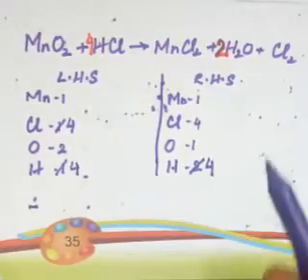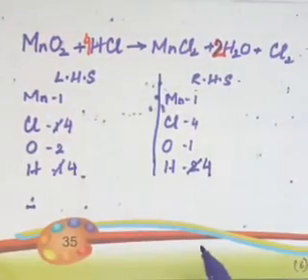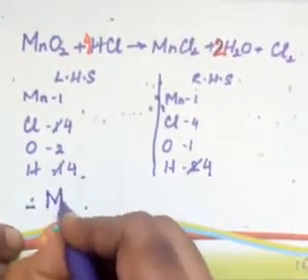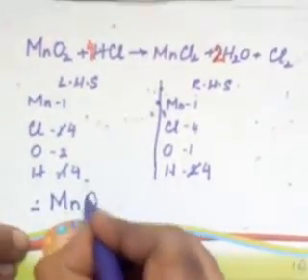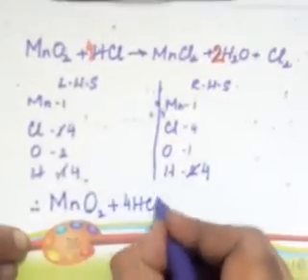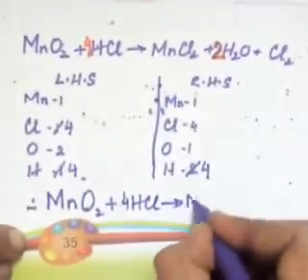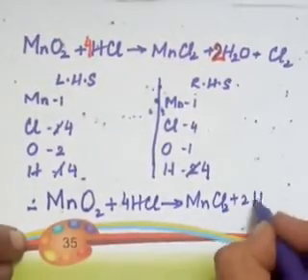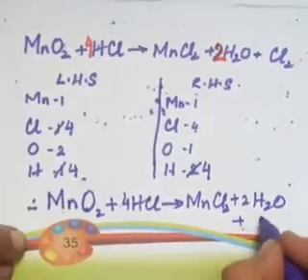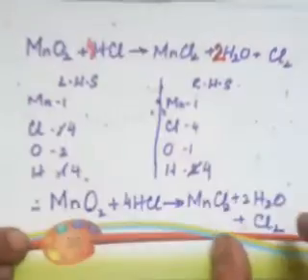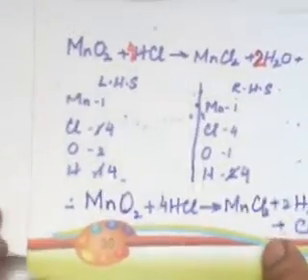So if you calculate, you will get to know that this equation is balanced. And when we write the final equation, it will be written as MnO2, manganese dioxide, with 4 molecules of hydrochloric acid will give manganese chloride, 2 molecules of water, and a chlorine molecule. Okay, so I hope this is clear.